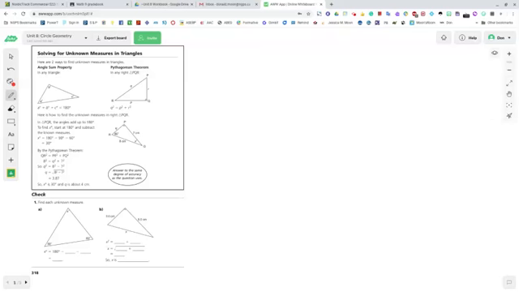Hey everyone, welcome to Unit 8. Before we get started, we need to look at solving for unknown measures in a triangle. The only reason we're going to revisit this is because the triangles are an integral part of the circle.